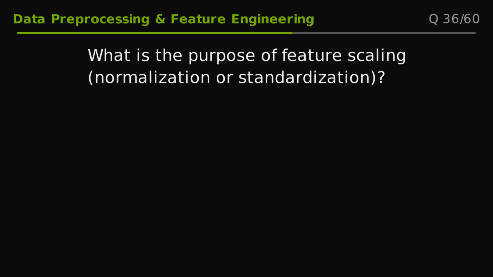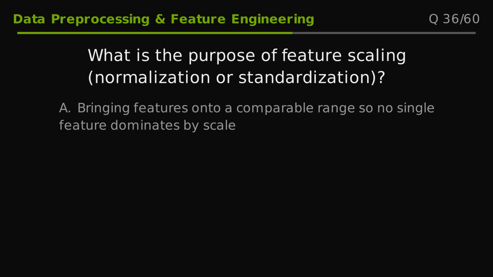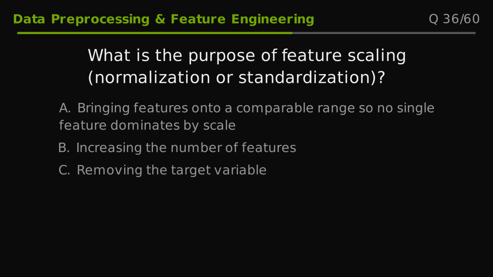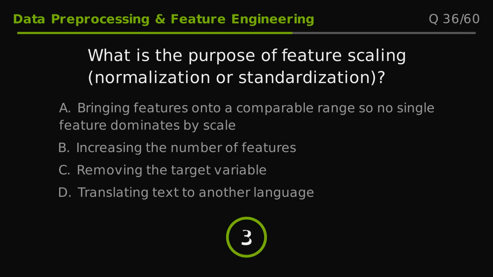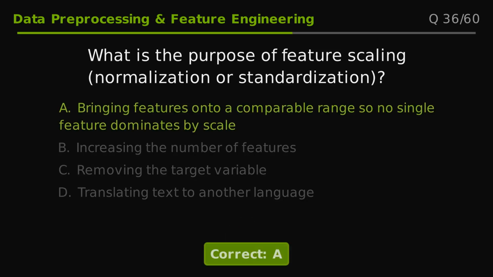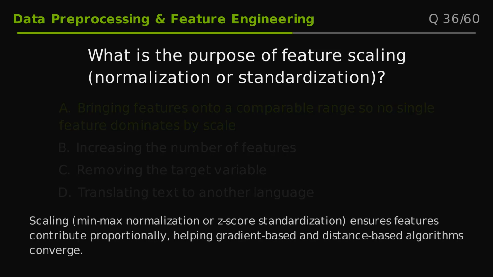Question 36. What is the purpose of feature scaling, normalization, or standardization? Option A. Bringing features onto a comparable range so no single feature dominates by scale. Option B. Increasing the number of features. Option C. Removing the target variable. Option D. Translating text to another language. The correct answer is A. Using min-max normalization or z-score standardization ensures features contribute proportionally, helping gradient-based and distance-based algorithms converge.